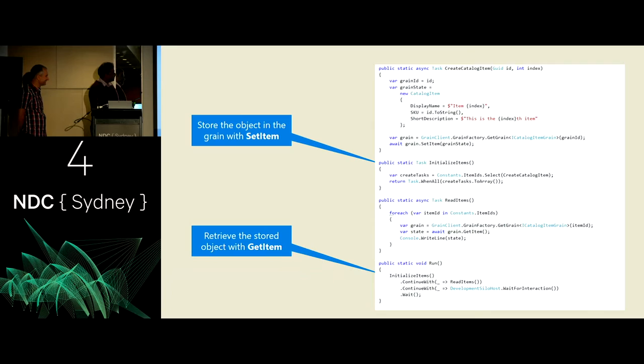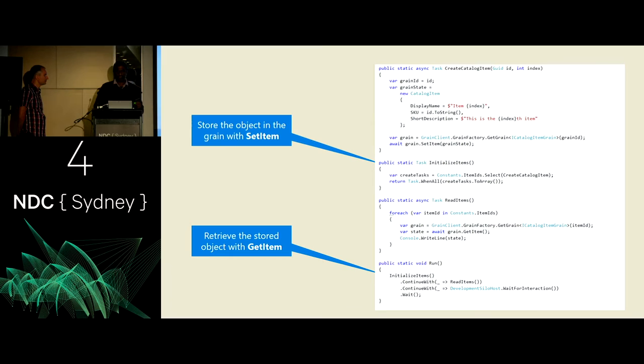Fundamentally, I'll just walk you through it. You create the grain state. This is an instance of the piece of data that we want to store. Get a reference to the grain as we saw earlier. And then store the data in that grain by calling set item. And that's you creating the item. And reading the item is exactly get item on this. So this is the simplest piece of programming that you would use to simply store and retrieve data, right? Not all the patterns are going to be this simple.